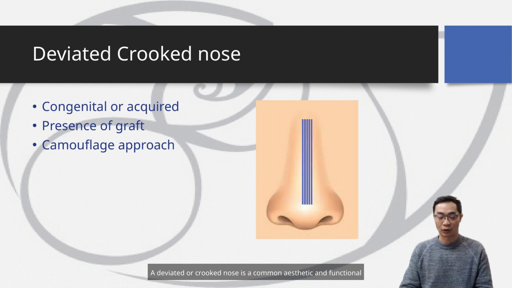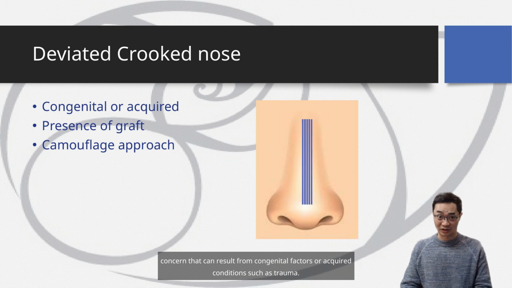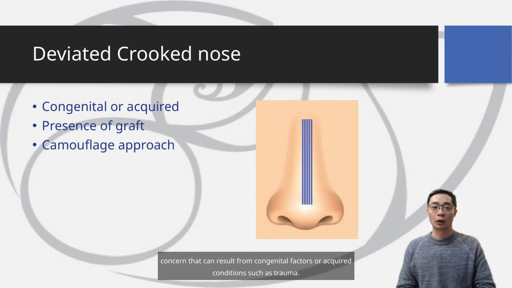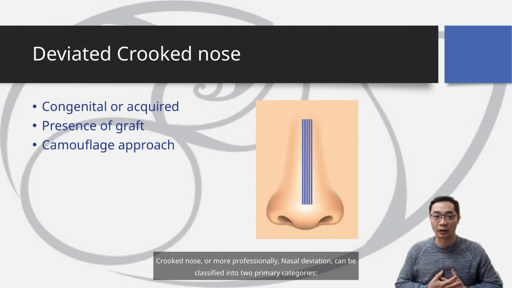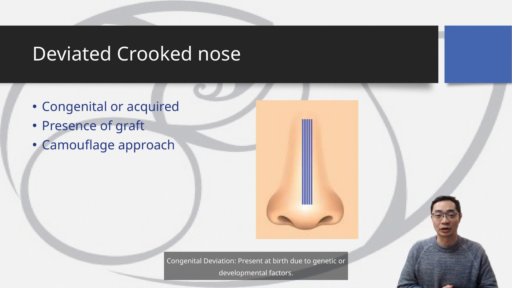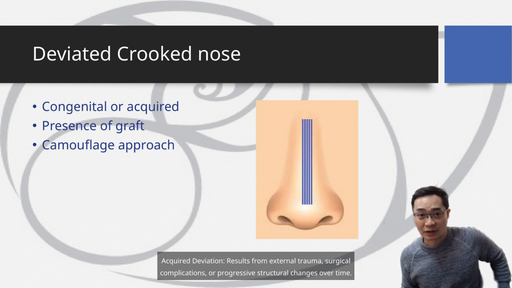A deviated or crooked nose is a common aesthetic and functional concern that can result from congenital factors or acquired conditions such as trauma. The deviation can impact both the nasal airway and facial symmetry, making correction an essential aspect of medical aesthetics. Crooked nose, or more professionally nasal deviation, can be classified into two primary categories: congenital deviation, present at birth due to genetic or developmental factors.